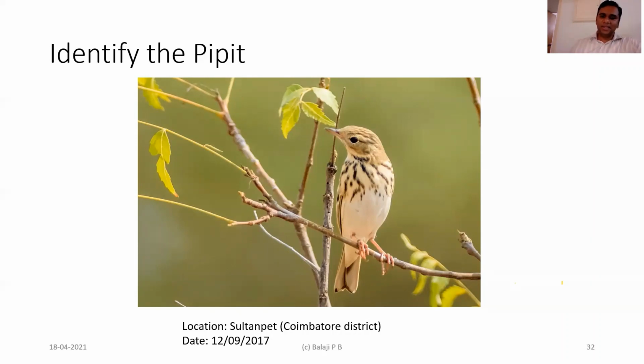And the other thing is, as one of you rightly pointed out, the markings on the breast extend only up to the chest. It doesn't extend into the belly. So you're very right. It is, in fact, a tree pipit. Why is this not a tawny pipit, Balaji sir? Tawny pipit will not have very extensive chest markings. Very faint. Sometimes tawny pipit does not have any chest markings at all. Okay.